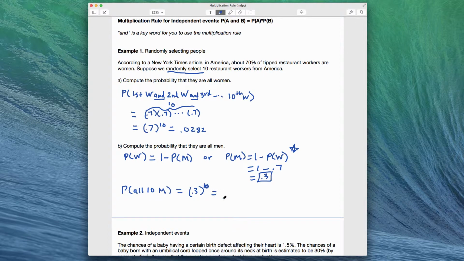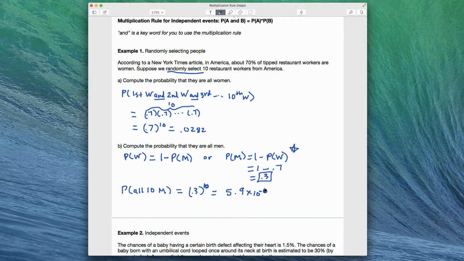0.3 to the 10th. So doing this on my calculator, I get 5.9 times 10 to the negative 6th. So this is a good point to pause right here and look at this number. This is a probability. The probability we get 10 men from our selection of 10 restaurant workers. And this is a really small probability, I can tell, because it has a negative 6 exponent.